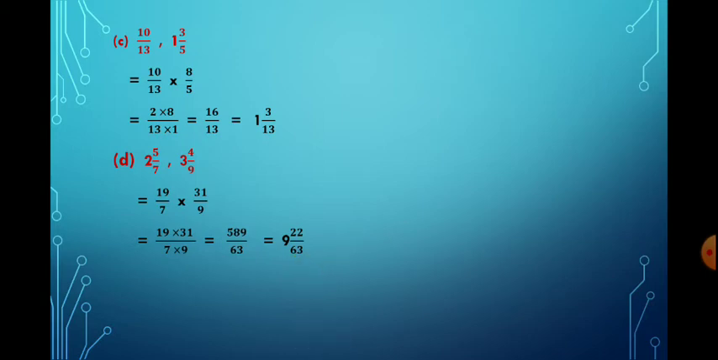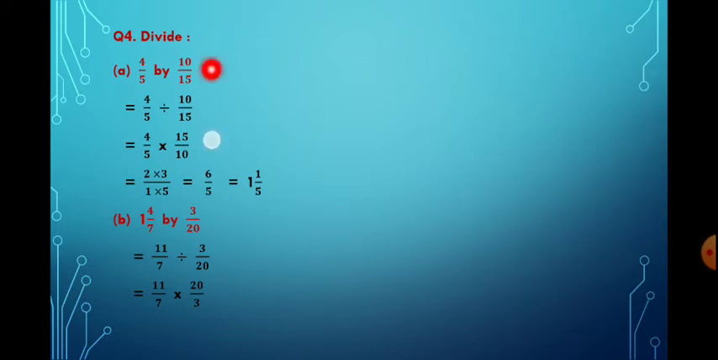Moving on to the next question. Question number 4. Divide 4/5 by 10/15. 4/5, put a divide sign, 10/15. Converting this divide sign into multiplication, the second number will get reciprocal. So 4/5 multiplied by 15/10. Here 5 ones are 5, 5 3s are 15. 2 2s are 4 and 2 5s are 10. So remaining is 2 multiplied by 3 and 1 multiplied by 5, which is 6/5. It's an improper fraction, so we can write it as 1 1/5.